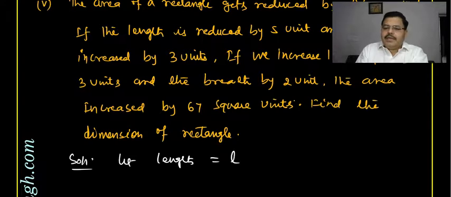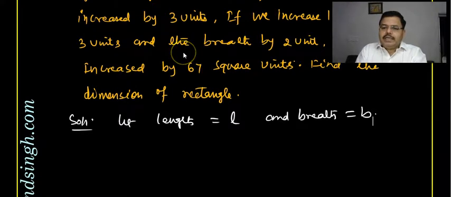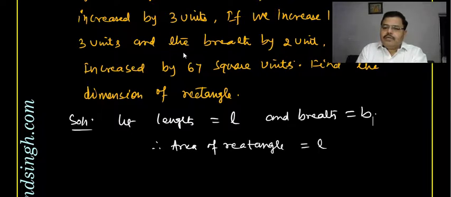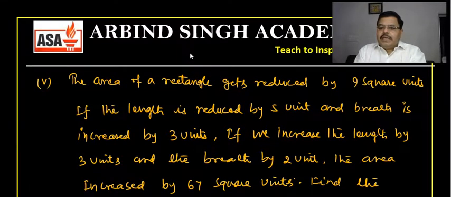Let length be L and breadth is B. So area will be LB, area is length into breadth, area of rectangle is length into breadth, so LB. Now according to question, the first condition is given, see here what, the area gets reduced by 9 square unit if length is reduced by 5 and breadth is increased by 3.